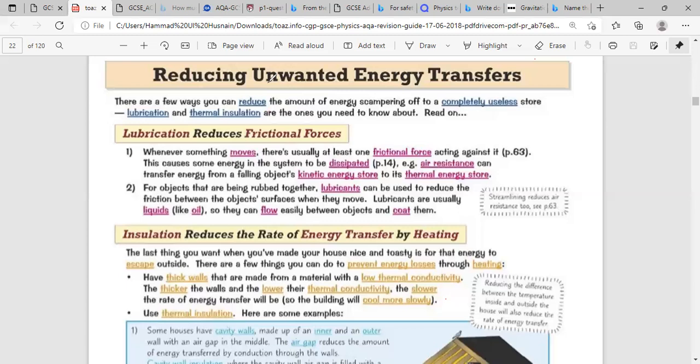Let me give you an example. When you drive a car, the road will have some friction. It will definitely have some friction. Are you familiar with the frictional force?